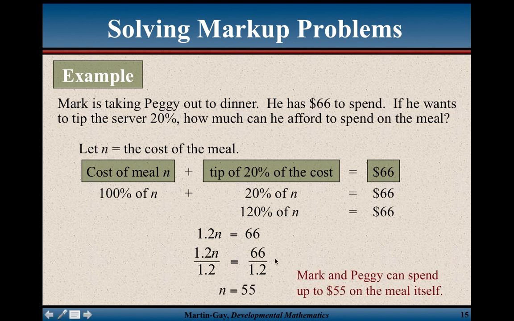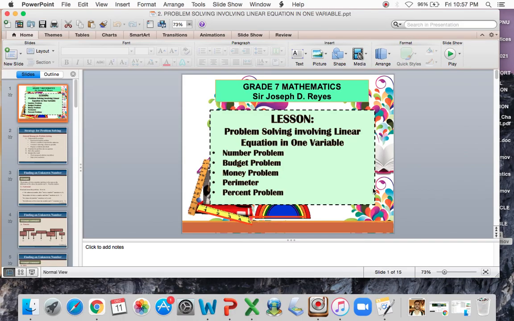So therefore, Mark and Peggy can spend $55 on the meal itself because the 20% of the $66 will go to the tip. Mapupunta siya dun sa tip. And then yung 80% mapupunta doon sa meal ni Mark at saka ni Peggy. So that's all about the problem solving involving linear equation in one variable, particularly sample problems about number problem, budget problem, money problem, perimeter, and percent problem. With that, thank you very much for your listening.